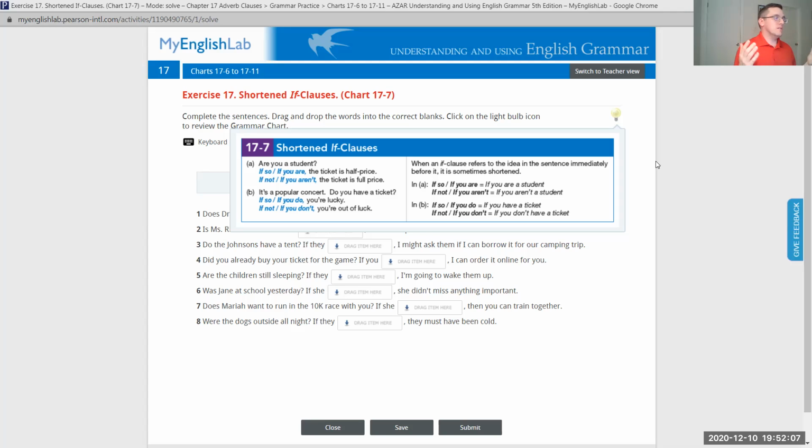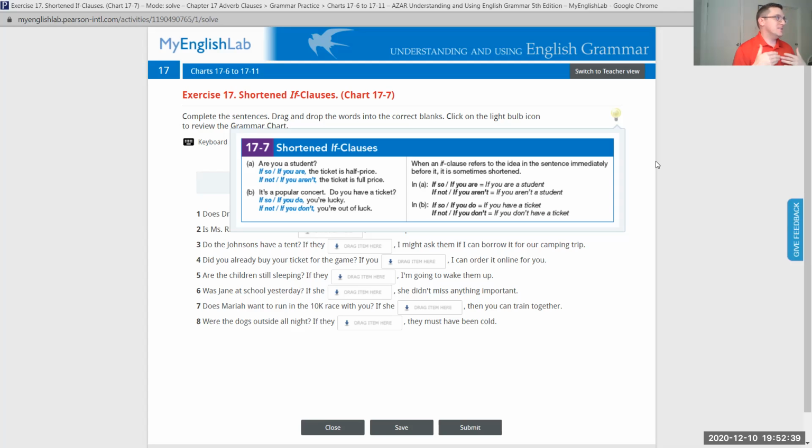If you aren't, the ticket is full price. Right? We can take out that noun, a student. We don't need to repeat it. We can shorten even further and just say, if so, the ticket is half price. If not, the ticket is full price. So we can really shorten that if clause. So when an if clause refers to the idea in the sentence immediately before it, it's sometimes shortened.